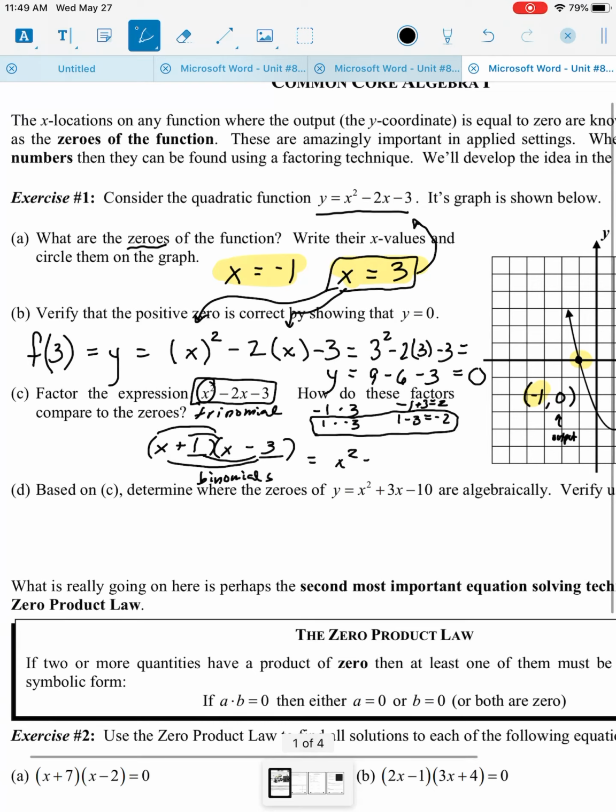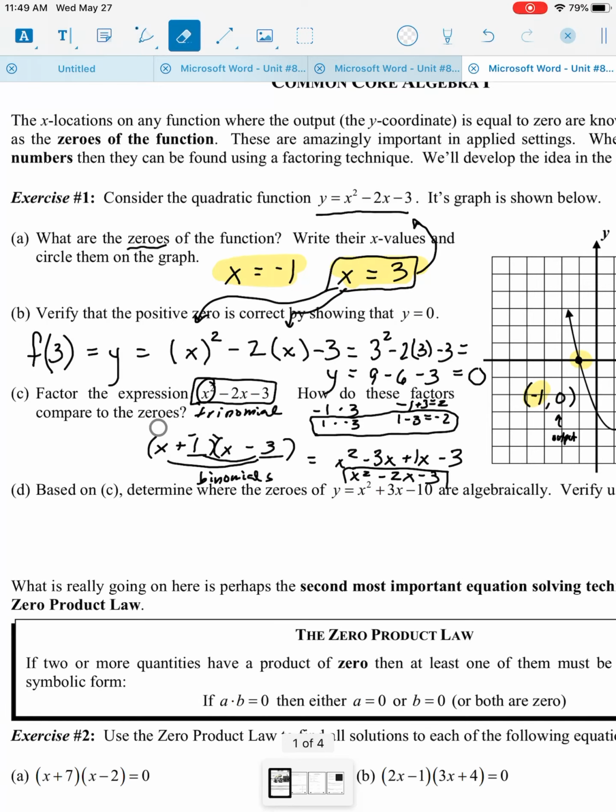Negative 3 times x is negative 3x. 1 times x is 1x. Negative 3 times 1 is negative 3. I am left with x squared minus 2x minus 3. I have my original trinomial based on this binomial expansion, if you will, of the trinomial. I'm going to just erase my lines here.